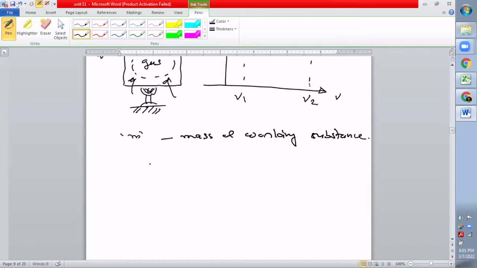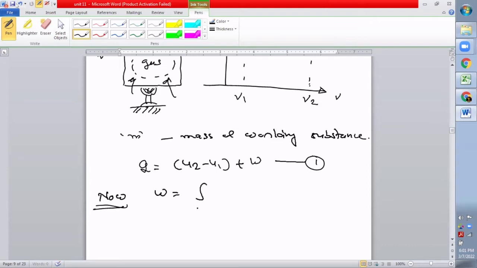Working substance. Now Q is equal to, by application of the first law, U2 minus U1 plus W. This is our equation number 1. Now, what is net work done? Net work done is equal to the integration from 1 to 2 of P dV, and the volume changes from V1 to V2, so it is V2 minus V1. This is our second equation.